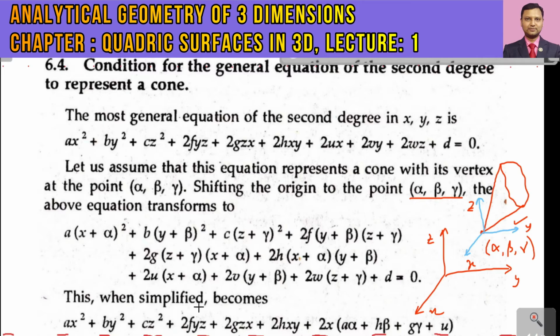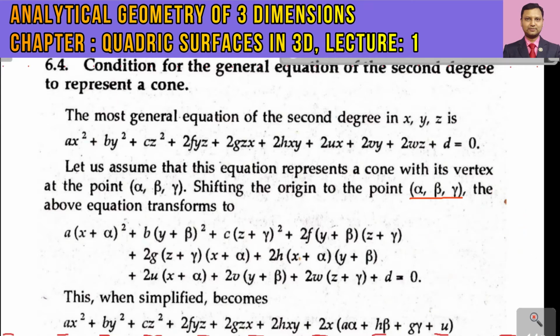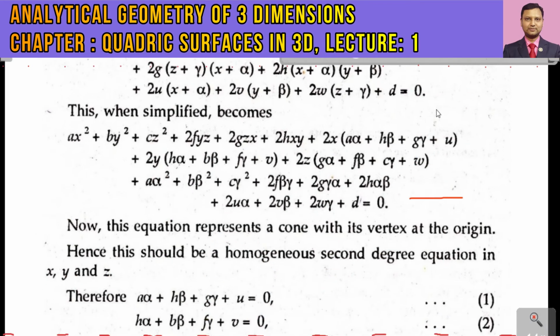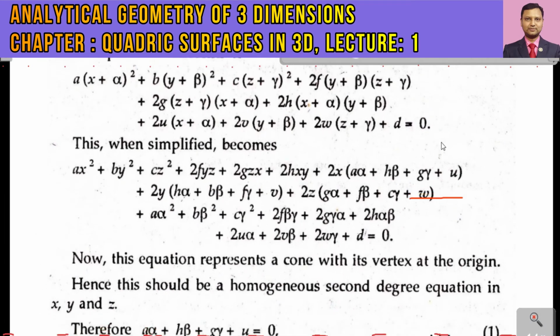So therefore, in this new equation, the coefficient of x, the coefficient of y, the coefficient of z, and the constant term must be equal to 0. So in this new equation, all these terms should be equal to 0. Now let's compute these coefficients. We can expand this expression.